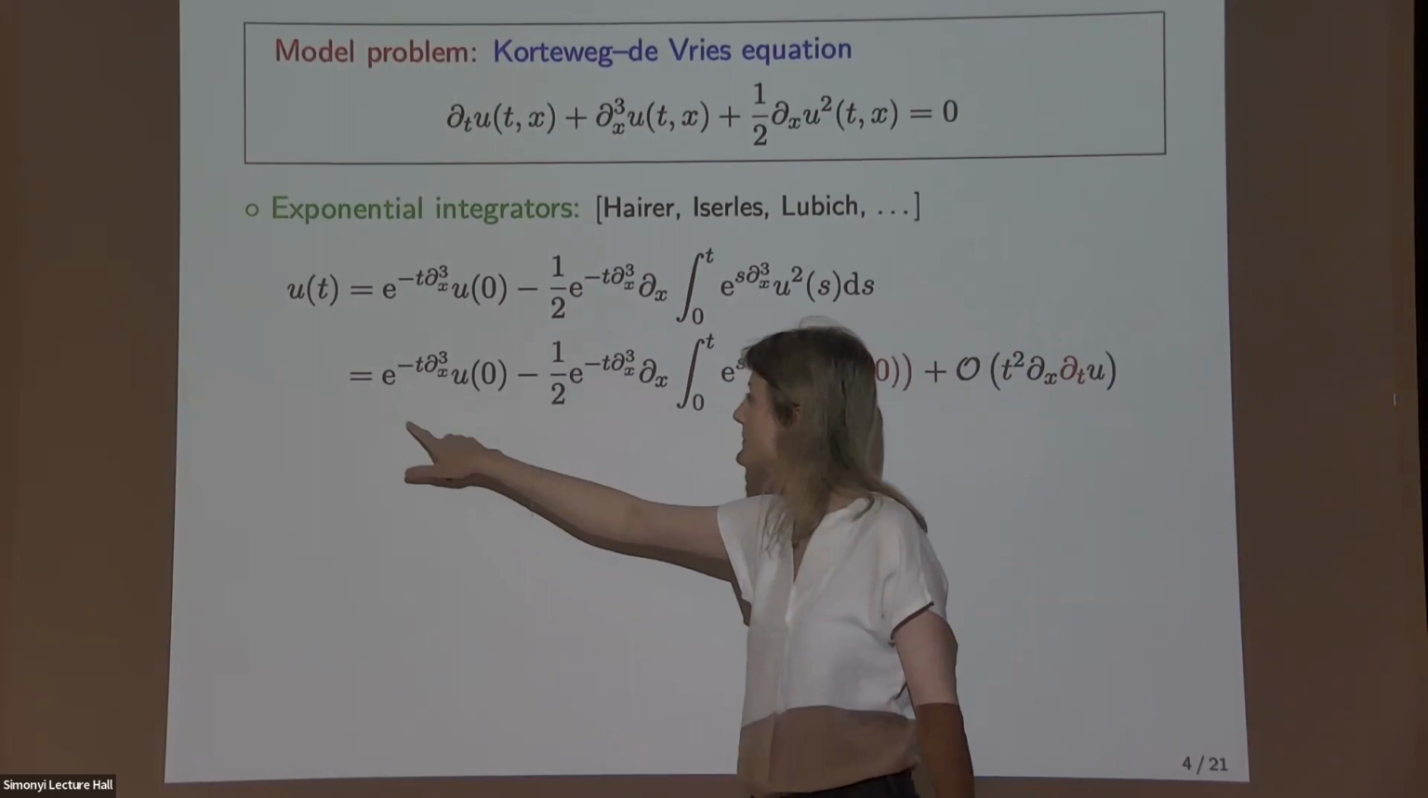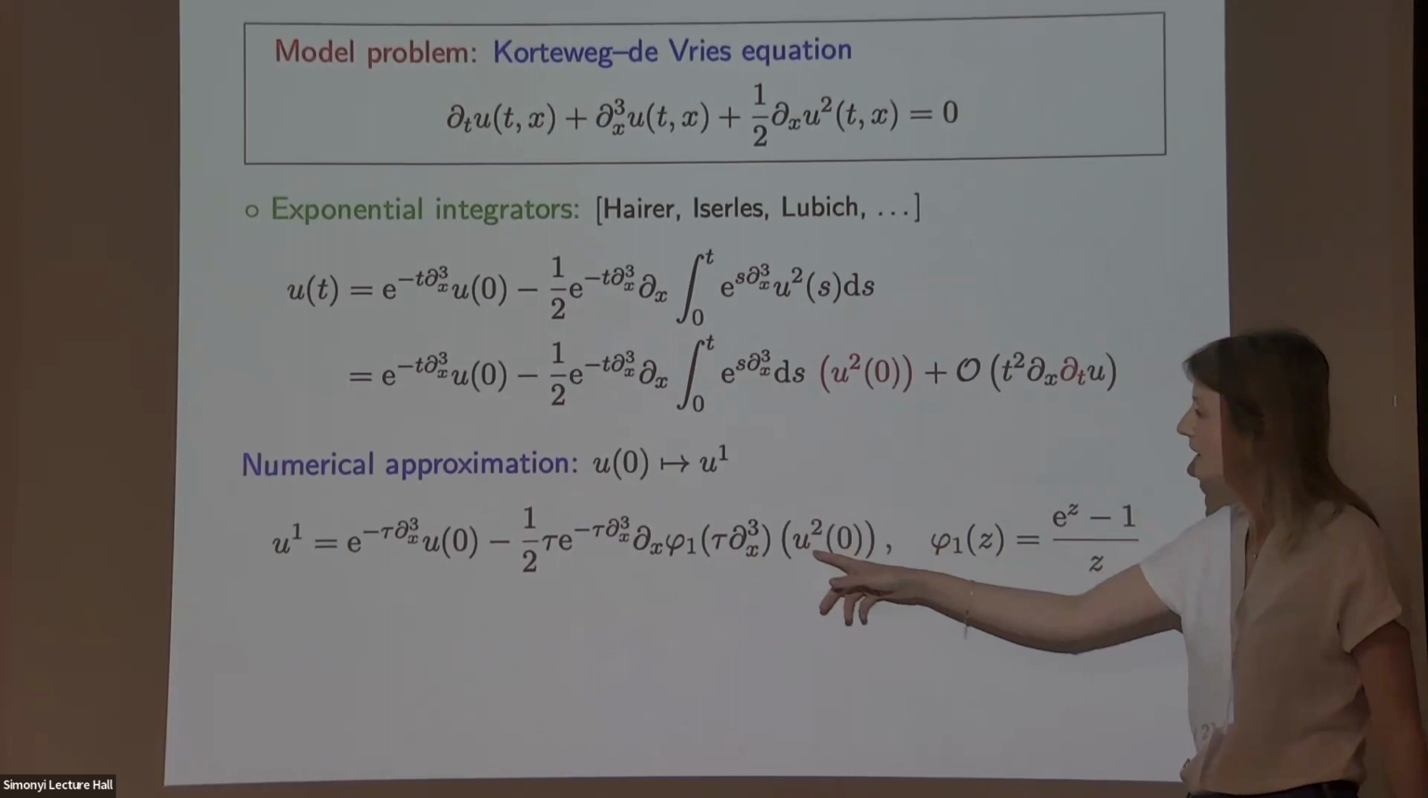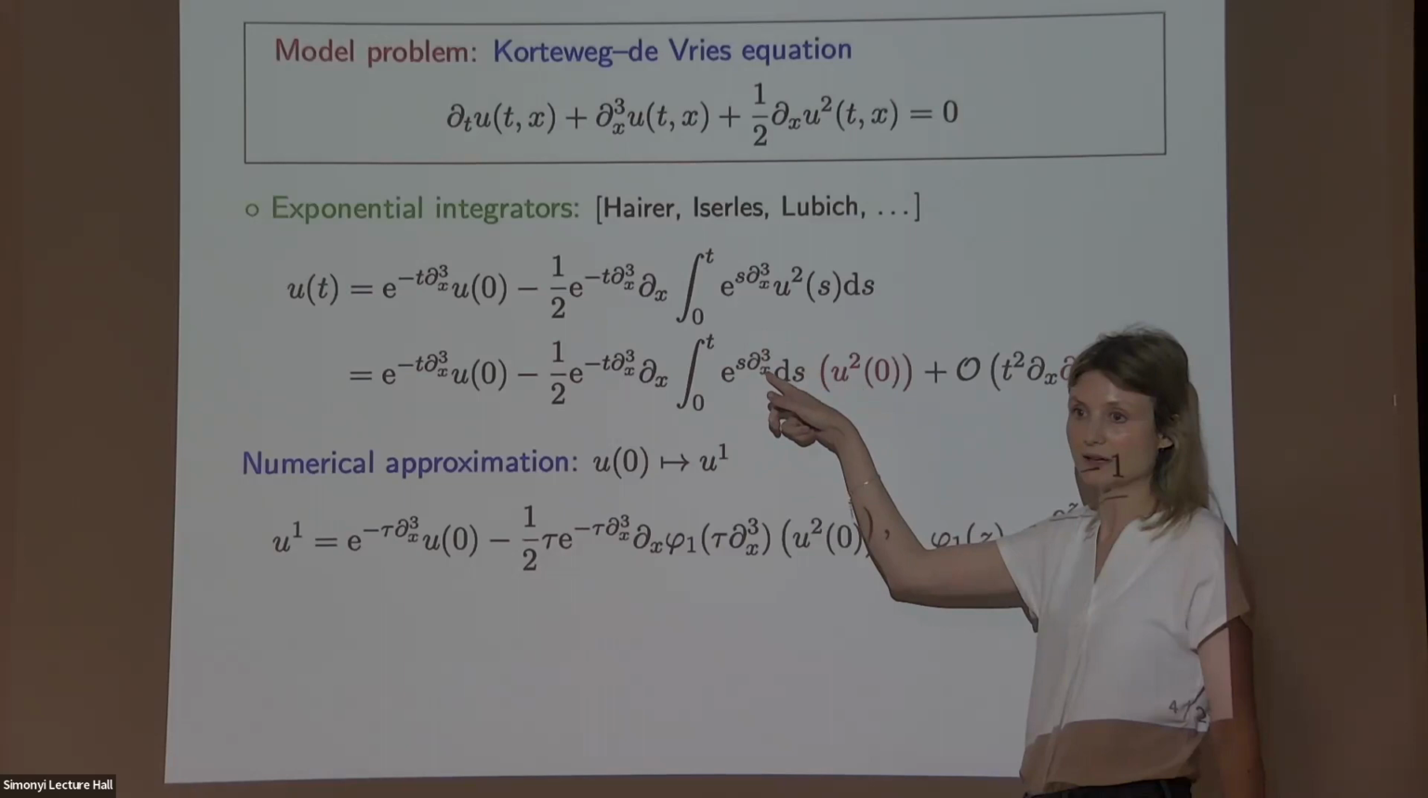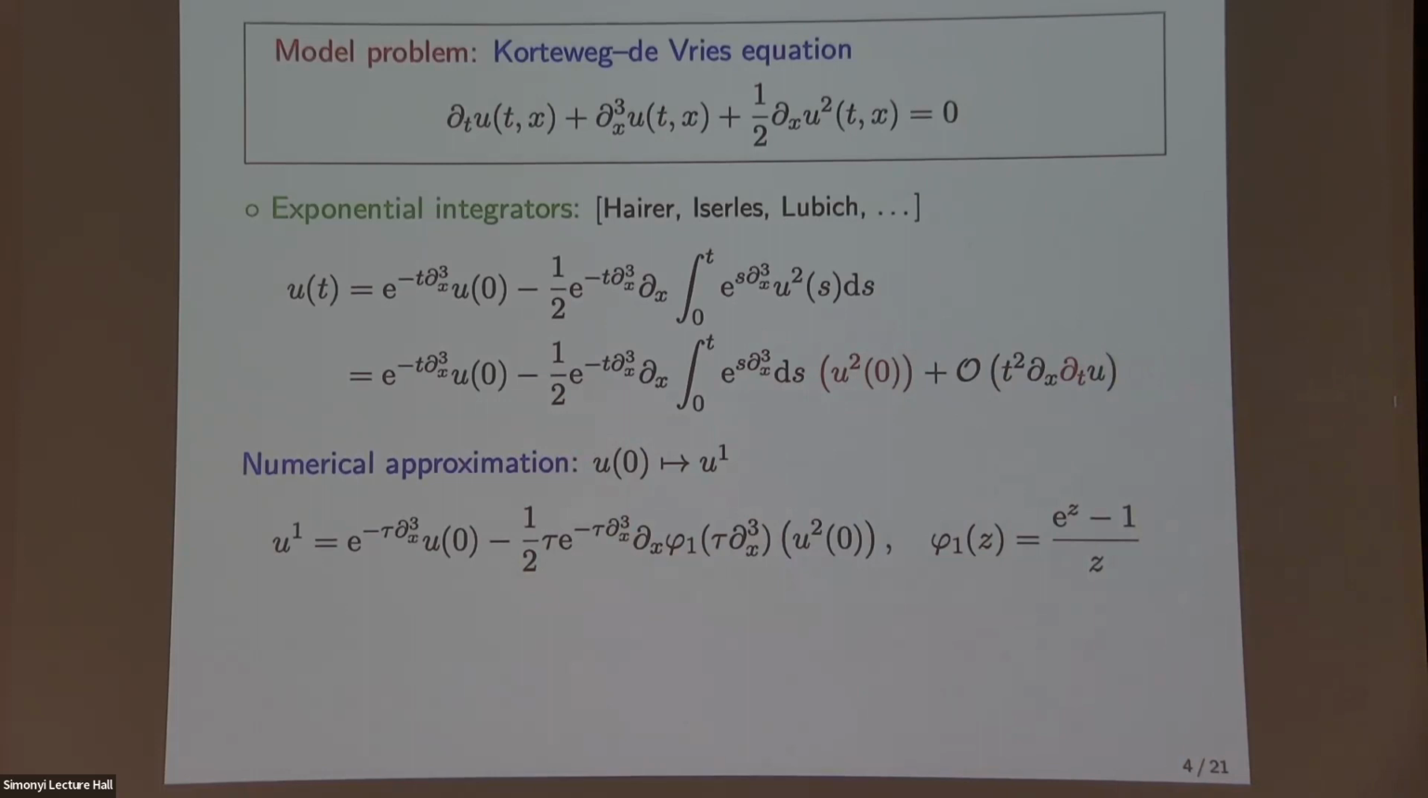So basically, this is the first order exponential integrator method. You take your initial value, you propagate it with the free KdV flow, and then you add the first term in your Duhamel's formula. And then again, the question is, what can you say about the convergence of this method?